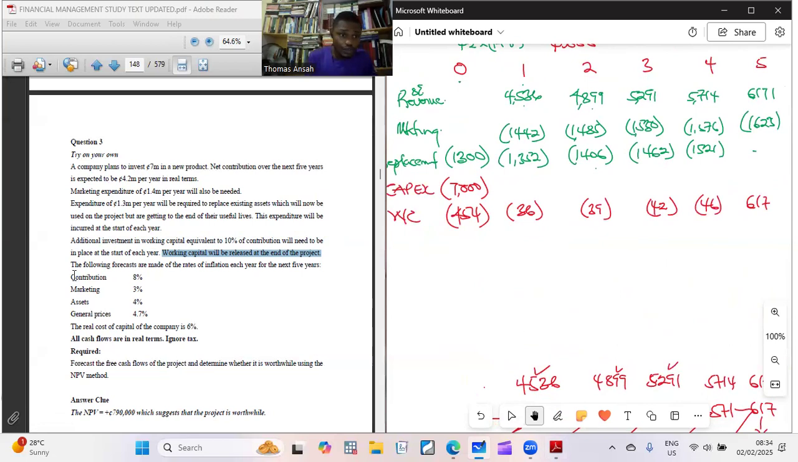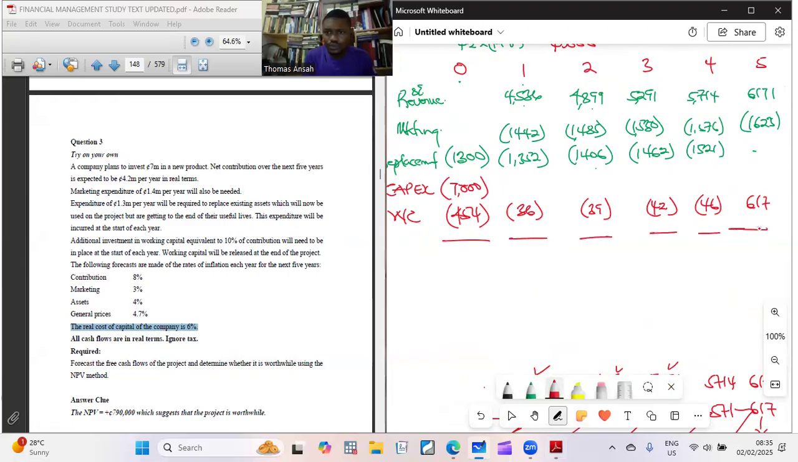All right, so we have used the contribution marketing, and you see that this one is left, and the real cost of capital is given. So we'll use the formula to do. So this is the net cash flows, all right, from everything. And so let's see how it goes. 1,003 plus 7,000 plus 454. That's 8,754.